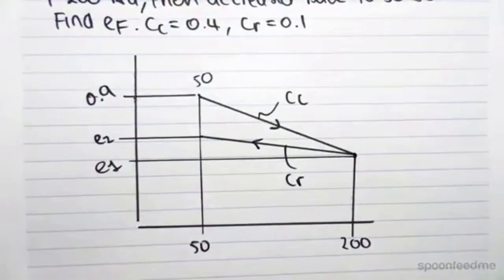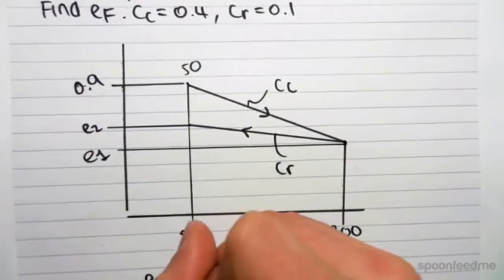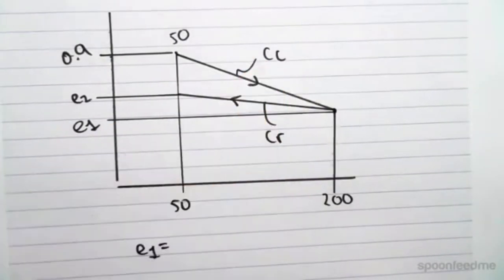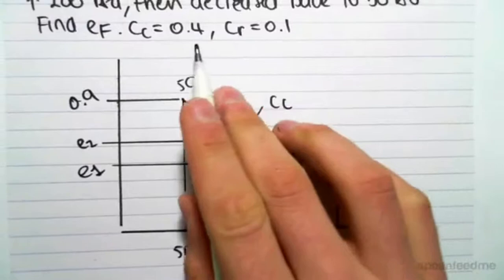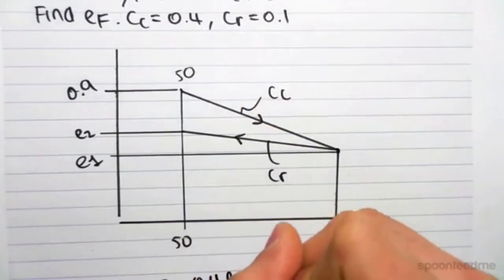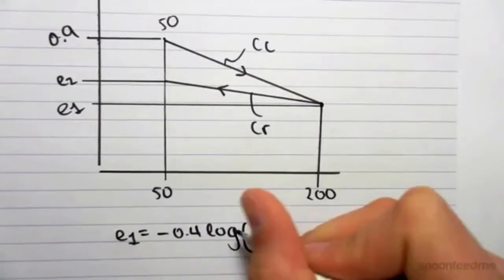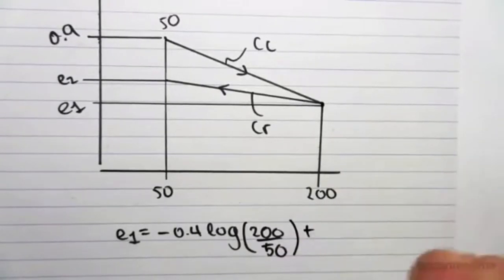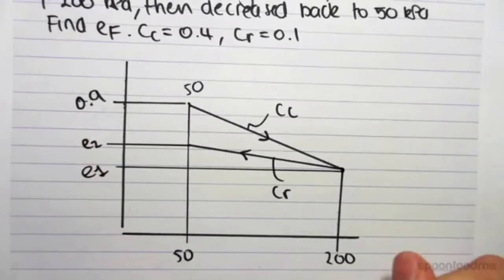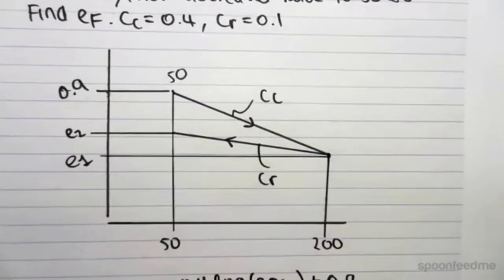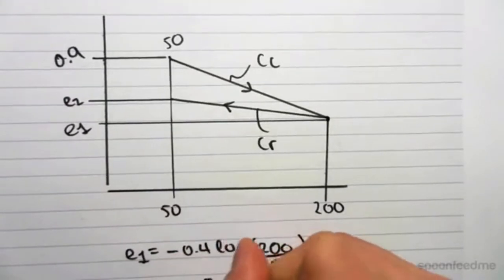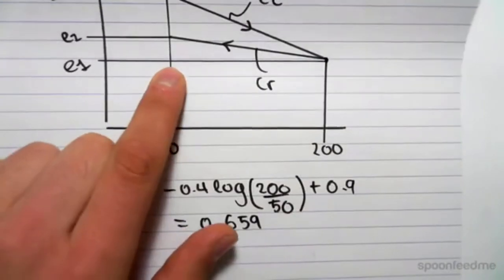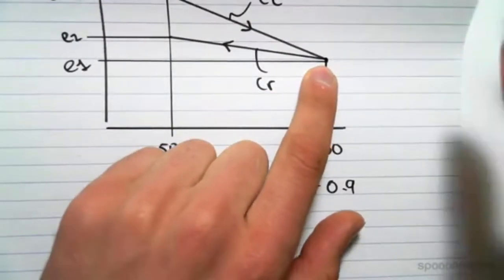So we're first going to find E1. From the formulas we've developed previously, E1 will equal minus CC. CC is 0.4, so minus 0.4 log of the final effective stress, which is 200, on the initial, which is 50, plus the initial voids ratio, which is 0.9. If we work this out, we would get 0.659. So we know E1 now, which is at this point here.